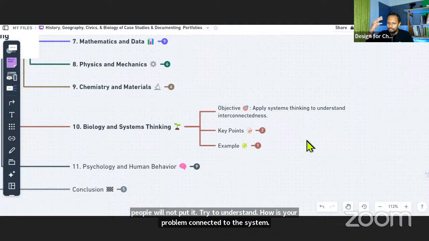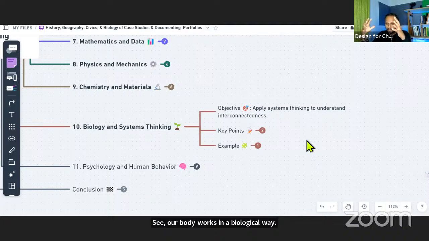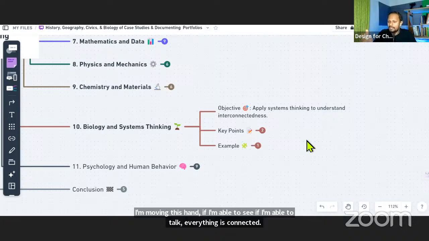It's in different organs connected together. And then it functions like an organization, right? It functions like a system. If I'm moving this hand, if I'm able to see, if I'm able to talk, everything is connected together. If it's not connected, then you will not understand what's happening.